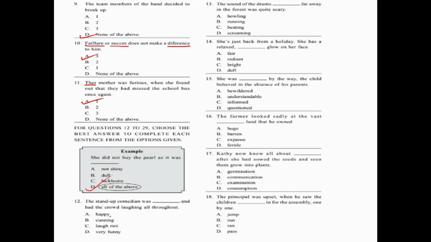Okay. Now, the stand-up comedian was dash and had the crowd laughing all throughout. So it's about a comedian, right? So how he must be? He should be very funny. Okay, it's nothing related to happy, cunning, laugh, riot. When all the audience were laughing, it should be very funny. The stand-up comedian was very funny and had the crowd laughing all throughout. So option D is our correct answer over here.